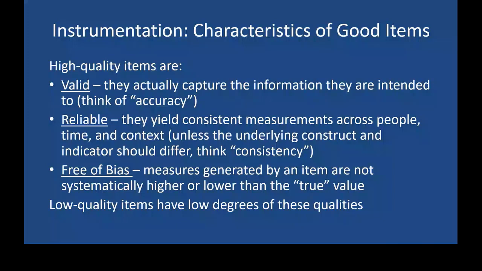Reliability. So good measures are reliable. What this means is they get consistent measures across people. Meaning that if you ask the same question to a bunch of different people, that should get them all to think of the same piece of information in their heads. They should all record it in the same way. And so the measurements, the actual numbers that you get, are consistent. So they should be consistent across people. They should be consistent across time.